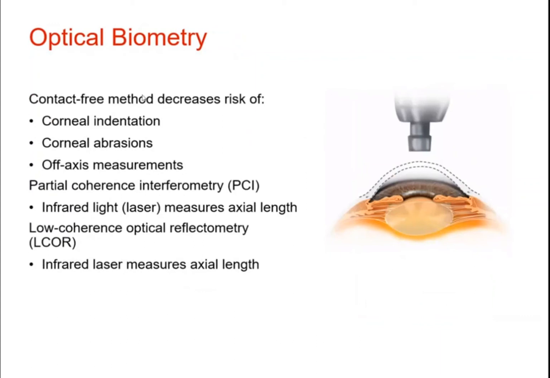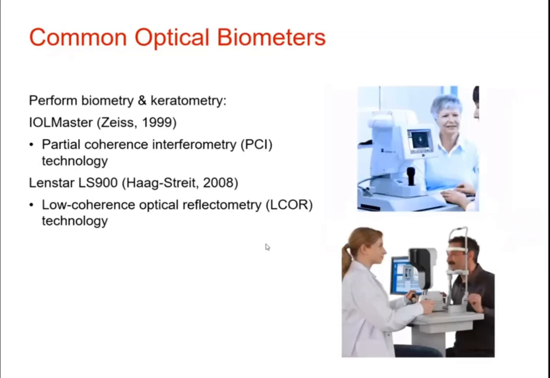The best method, however, is optical biometry, which is used by the IOL Master as well as the LensStar machine. They use infrared laser beams to be directed into the eye and then reflected off. Now the reflection of the infrared light then allows the instrument to measure what is the axial length of the eyeball. And these are the common optical biometers that are being used, right? So this one is the IOL Master and this one is the LensStar.